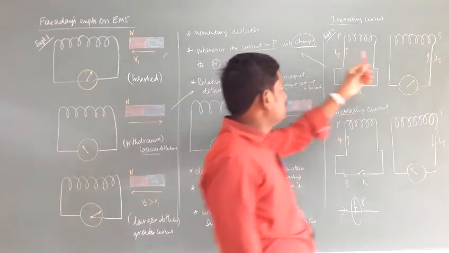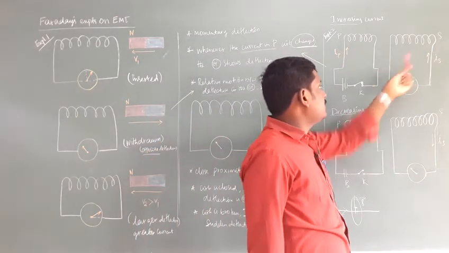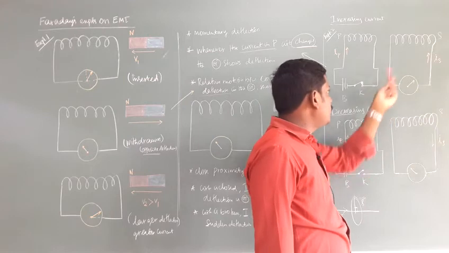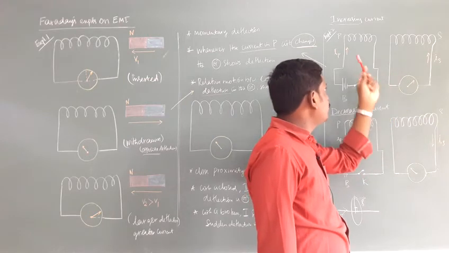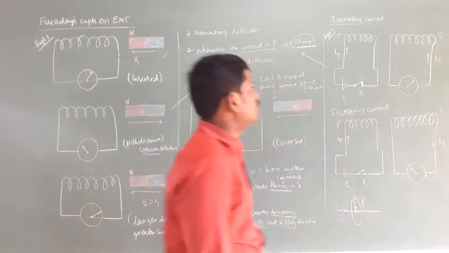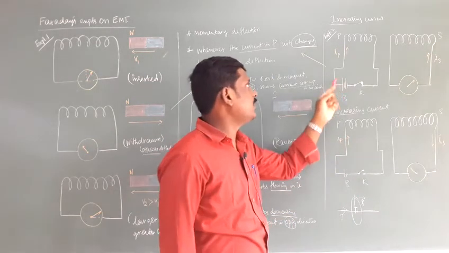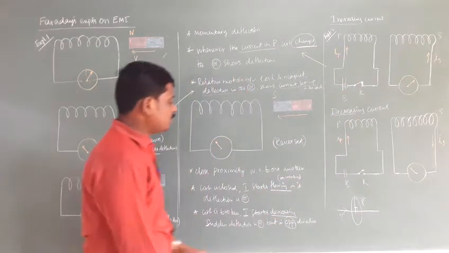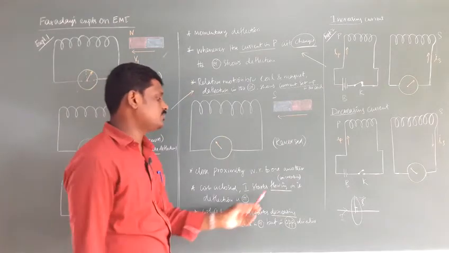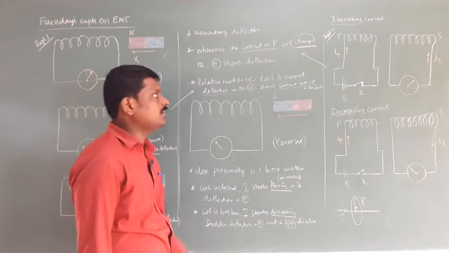Now the primary circuit and the secondary circuit are somewhat closer in proximity. Just see, the primary circuit and secondary circuit are somewhat closer. If the circuit is closed, current flows inside the circuit. So there is a momentary deflection in the galvanometer.